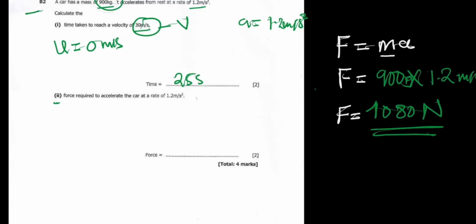So this is our force, and remember that force is actually measured in newtons, acceleration in meters per second squared, while velocity is simply in meters per second. So the force here is going to be 1080 newtons. So make sure you understand how to connect force with acceleration and how to deal with problems on force.